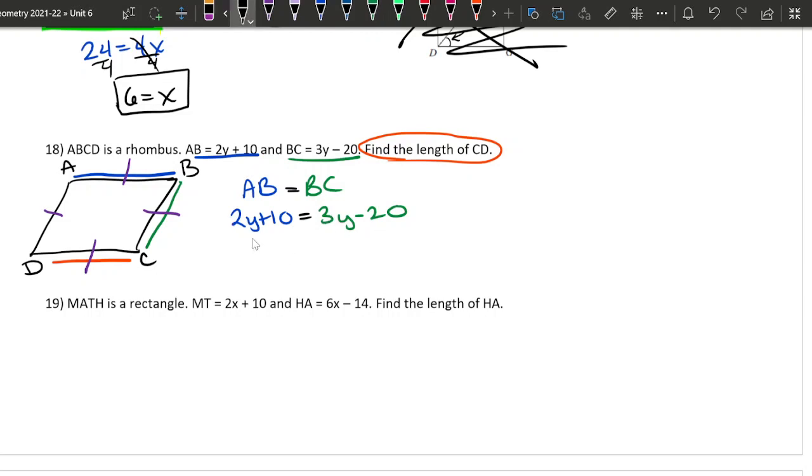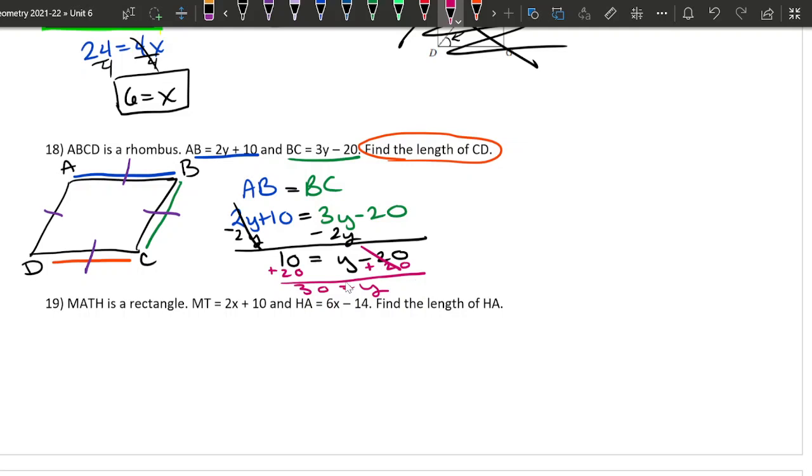All right, so I have 2y and a 3y, so I'm going to subtract the 2y. Take baby to mama. The smaller one goes to the big one. So 10 equals y minus 20. If I add 20, then y is now by itself. So 30 equals y. So I figured out y is 30, but I don't just want y.